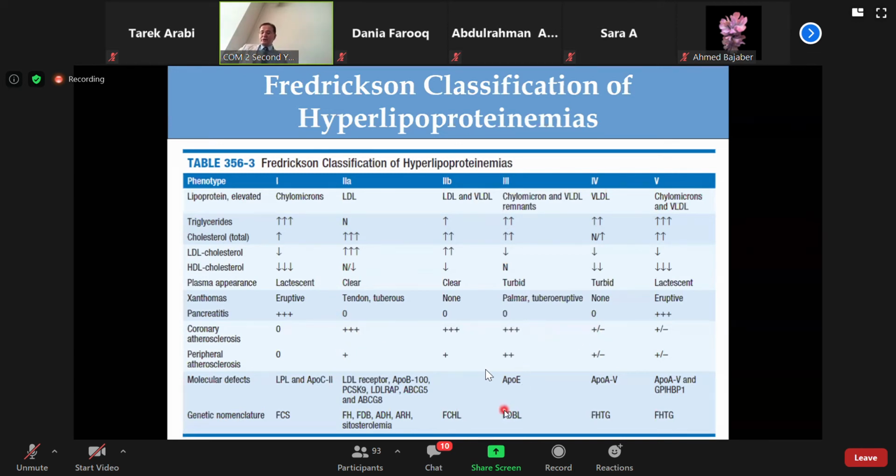Okay, so we do have different molecular defects. We'll discuss this in more detail as we get on with the lecture. You can see that in type 1, even though we place the LPL and ApoC2 deficiency as associated with phenotype 1, actually the LPL is more characteristic of phenotype 1. ApoC2, which is the co-activator of the LPL, we said, is more towards phenotype 5, as you will see in the next few slides. So this is what we call the Fredrickson classification of hyperlipoproteinemias.